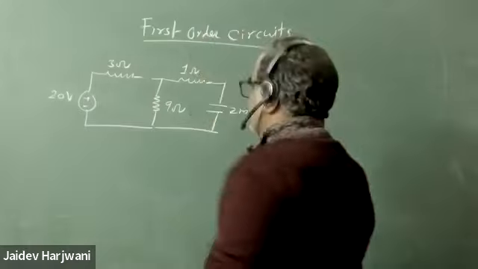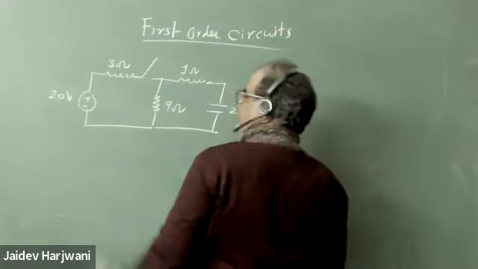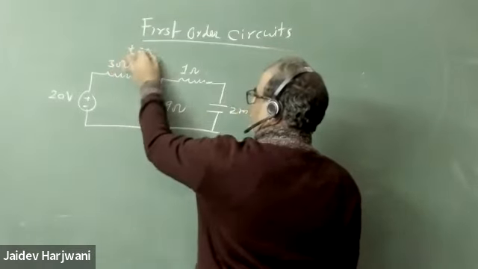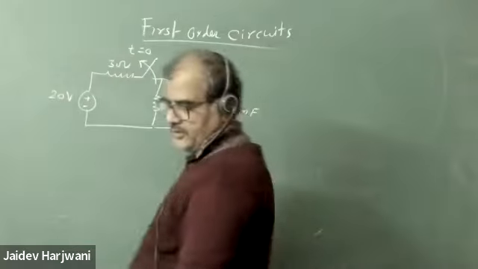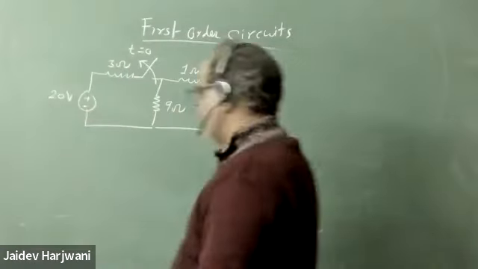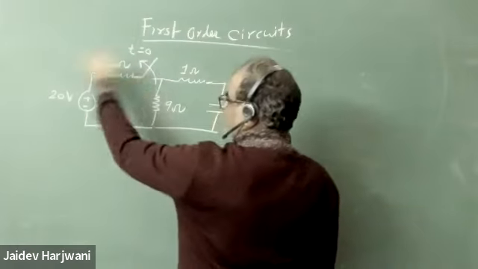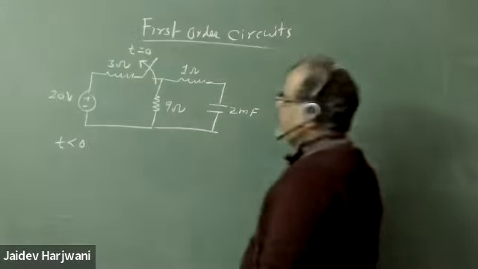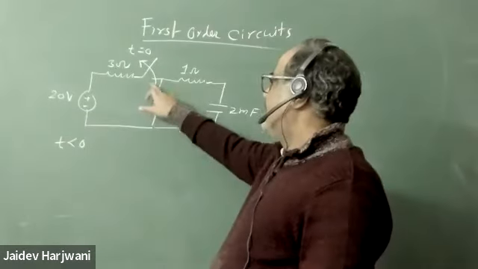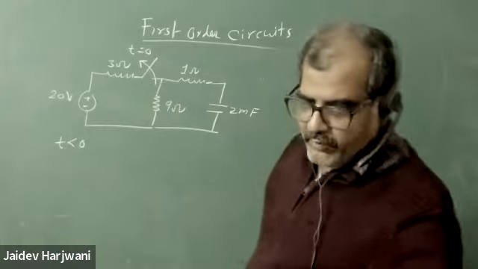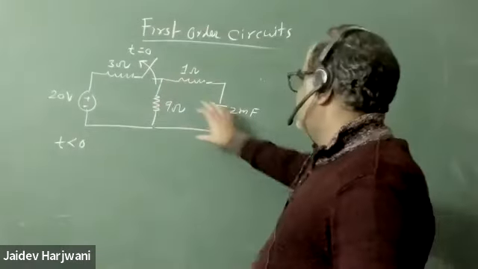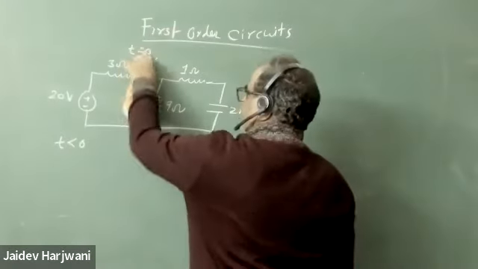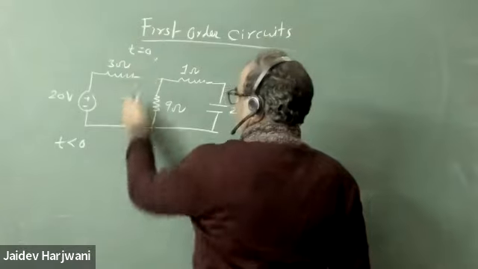They say here one switch is there, and that switch gets opened at t is equal to 0. So before t less than 0, when t was less than 0, this switch was closed. So at t less than 0, this switch was closed and now you're opening. So let me calculate, when it was closed, what is the voltage across this capacitor, initially before time t is equal to 0.